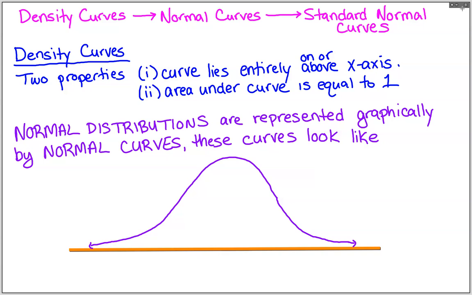So, what is a density curve? Well, a density curve is a curve, obviously, and it's got two main properties, as you'll see there in blue. The two main properties of density curves are that the curve lies entirely on or above the x-axis, and the second property is the area under the curve is 1.